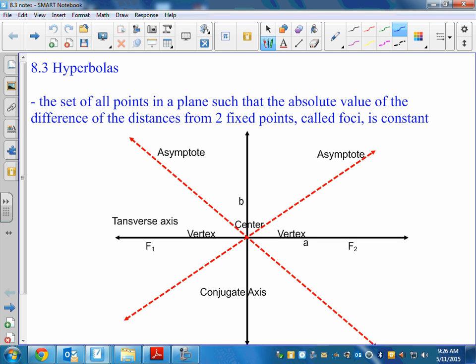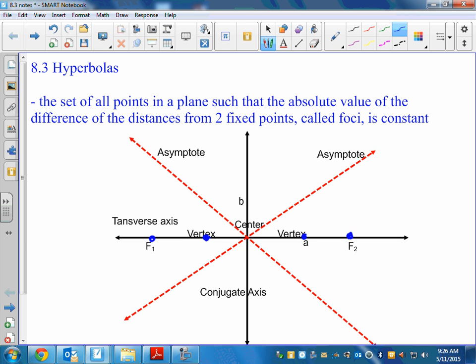The definition of an ellipse is a set of all points in a plane so that the sum of the distance between two fixed points is always constant. And a hyperbola is the set of all points in a plane such that the absolute value of the difference of the distances from two fixed points called foci is constant. So again, we have these foci, which I called F1 and F2. The weird part about a hyperbola is that it's two pieces, and there are these asymptotes that kind of give you guidance here. And so just like with an ellipse, there are vertices that are A units away.